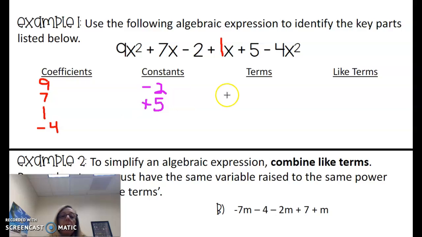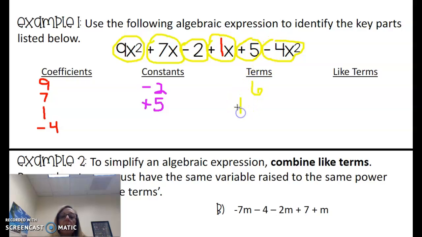Now, if I'm looking at my terms that are separated by addition and subtraction, I have a term here because here's an addition sign, a term here because here's a subtraction sign, a term here, here's an addition sign, so a term here, here's another addition sign, so here's a term, and finally we have a subtraction sign. This is my last term. So if I count, I have 1, 2, 3, 4, 5, 6 terms.